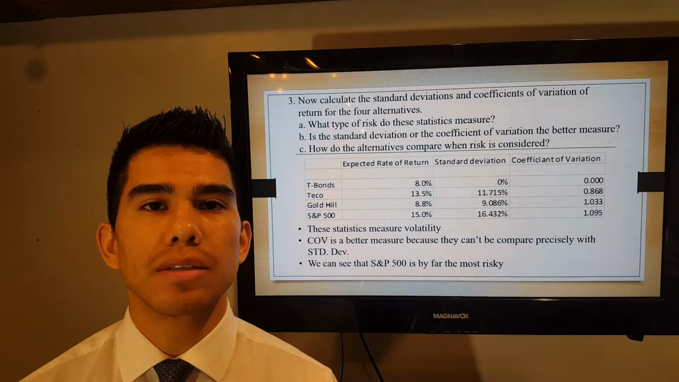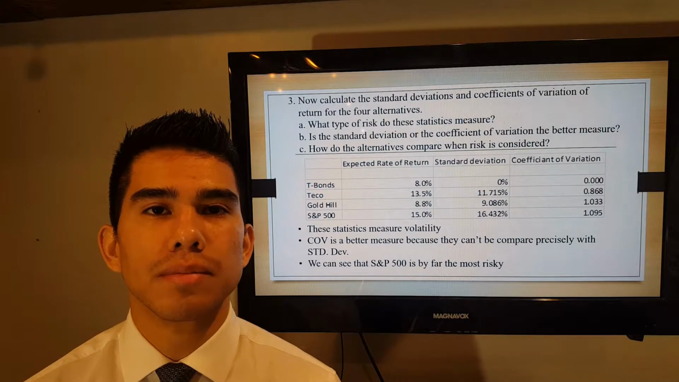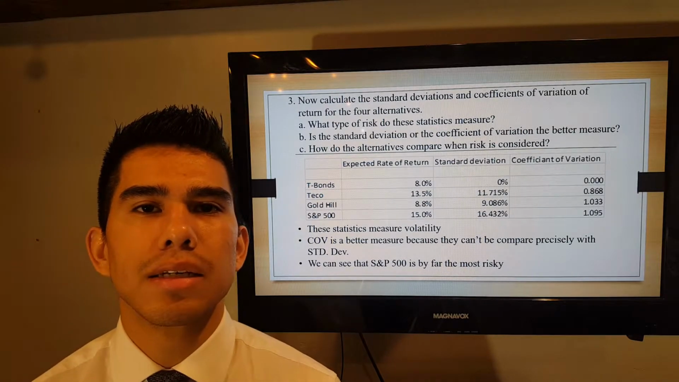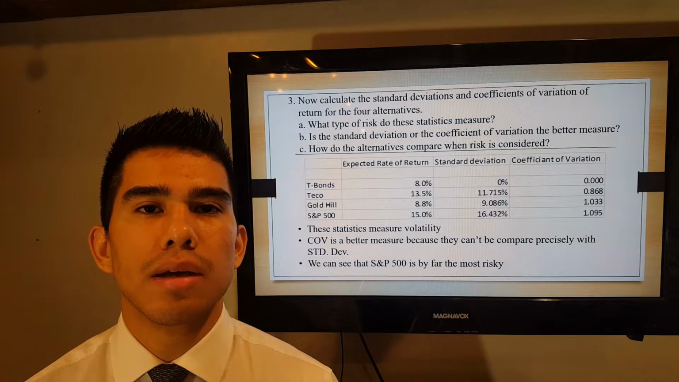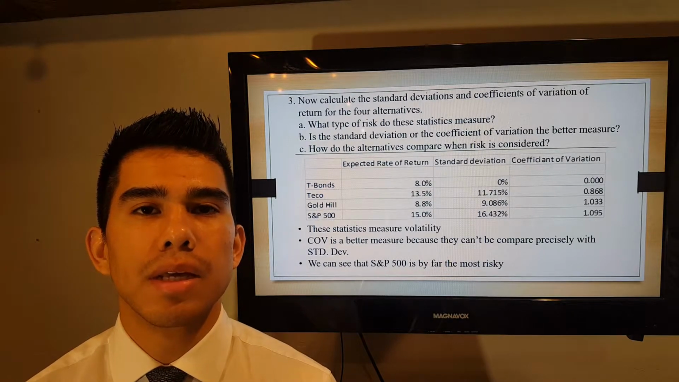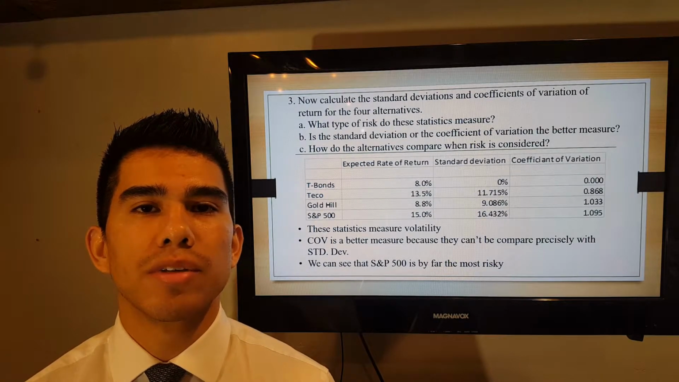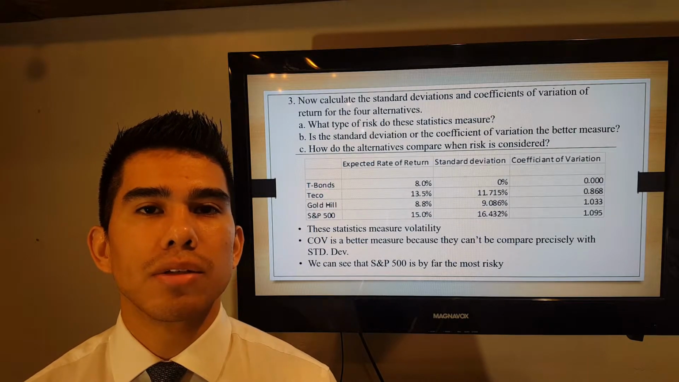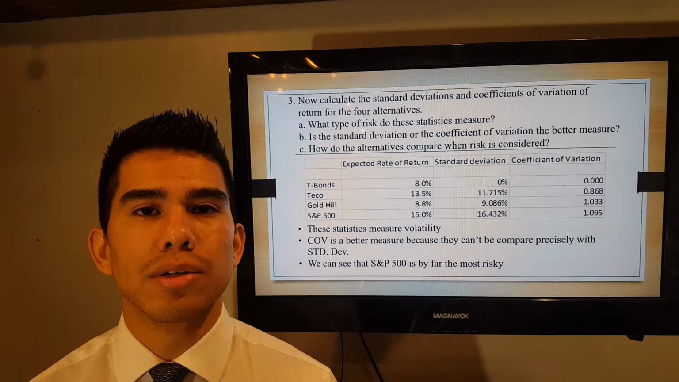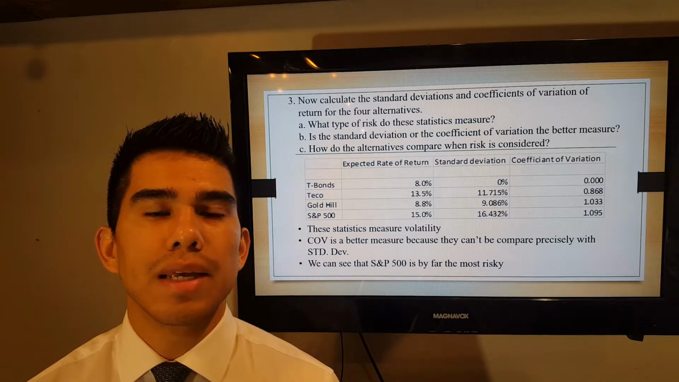Question 3 asks to calculate the standard deviation and coefficient of variation for each of the 4 alternatives. It also asks, what type of risk do these statistics measure? Is standard deviation or coefficient of variation the better measurement? And how do these alternatives compare when we consider risk? Now we go ahead and take a look at our table.